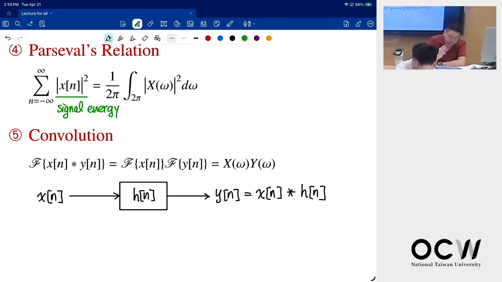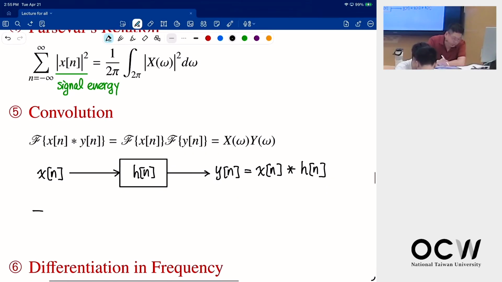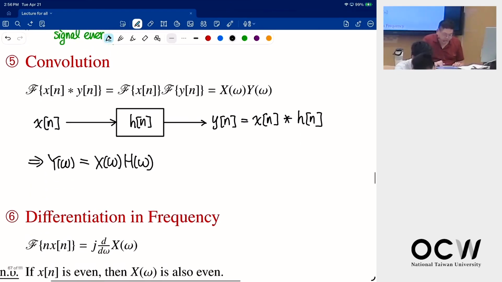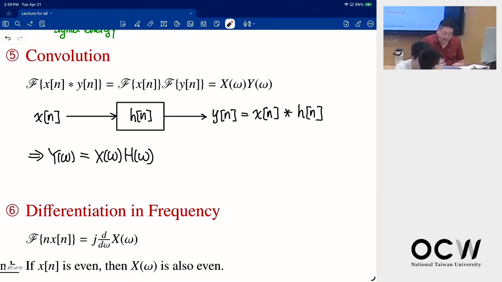In this case, in the frequency domain, it'll be easier to get. We just do the multiplication of their Fourier transforms. Next one, differentiation in frequency. If I take the differentiation in frequency, every time I will generate the n in the time domain. And if the signal is even, then the Fourier transform is also even.